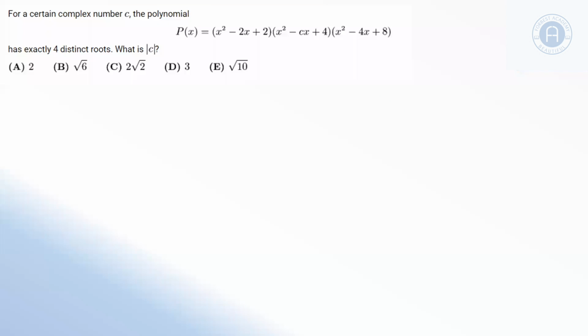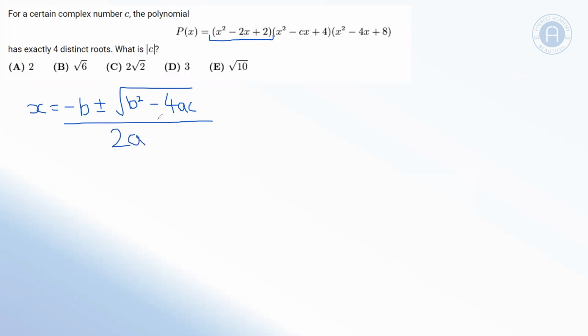So the first thing we need to do here is start to find the roots of this polynomial. We have a quadratic here, x squared minus 2x plus 2, that we can find the roots of. We're going to use our quadratic formula for that: x equals minus b plus or minus the square root of b squared minus 4ac, all over 2a. We're going to rush through this because you should know how to use these. For this first quadratic, we've got a equal to 1, b equal to -2, and c equal to +2.